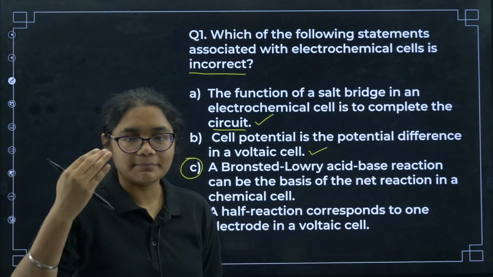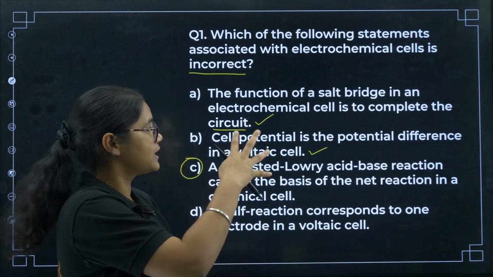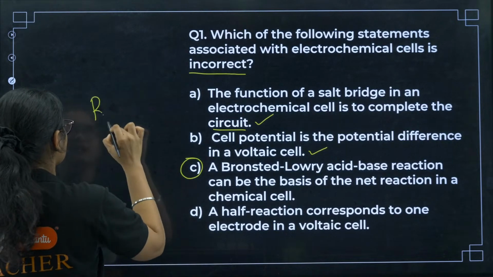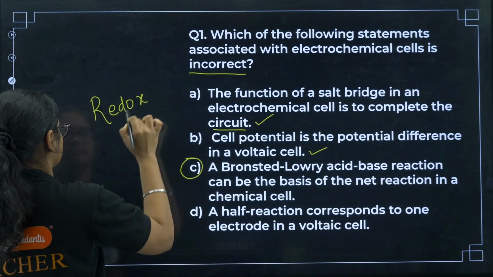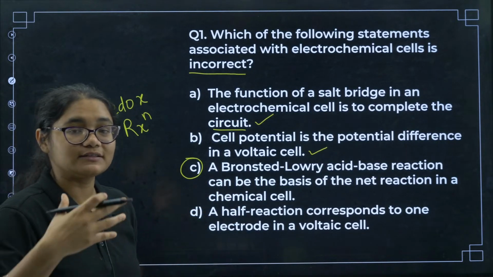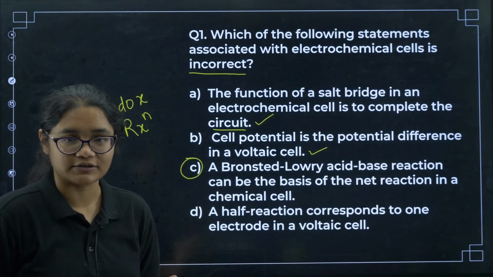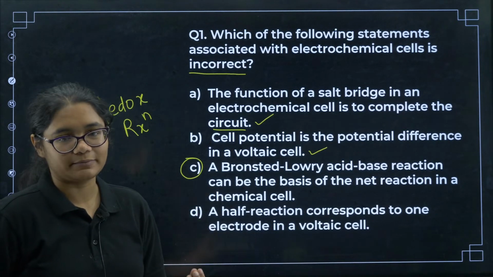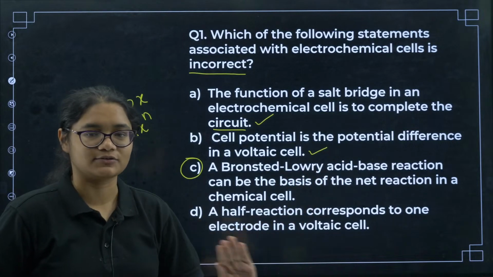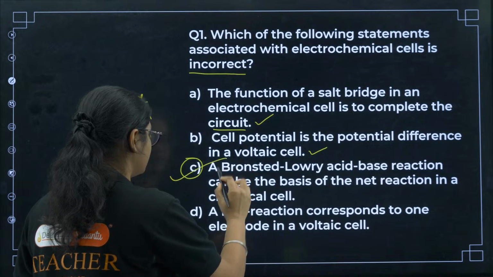This one is the incorrect statement. See, what is the basis of electrochemical reactions? For the basis of this type of cells, we have something called a redox reaction, right? So an acid-base reaction cannot be a basis for a cell to work. For a cell to work, we need electrons produced, right? So a redox reaction is the basis, not an acid-base reaction. So the correct answer here is option number C.